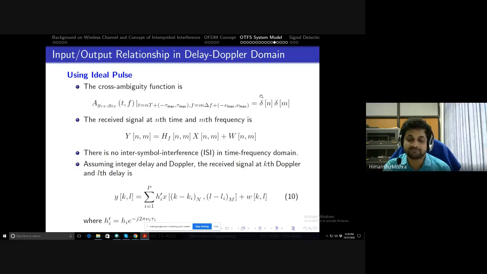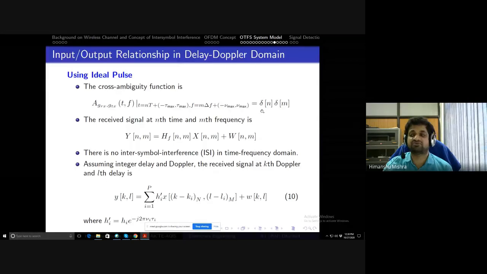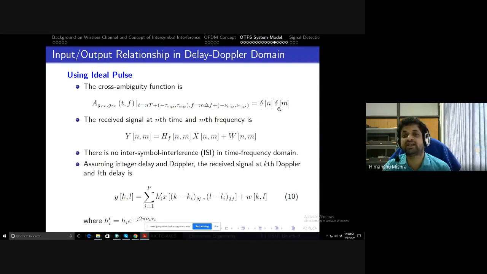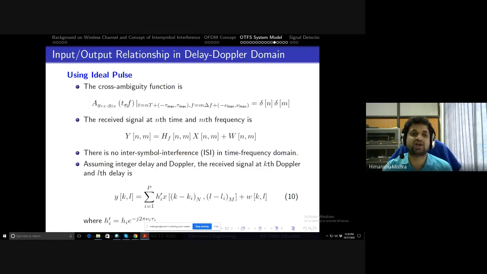You will get no interference from the other symbols. That means it will be simply delta n times delta m, where n is in time and m is in frequency. That means there is no interference from any other symbols. That is the ideal thing; you will not get this in practice. So for ideal cases, what is happening?